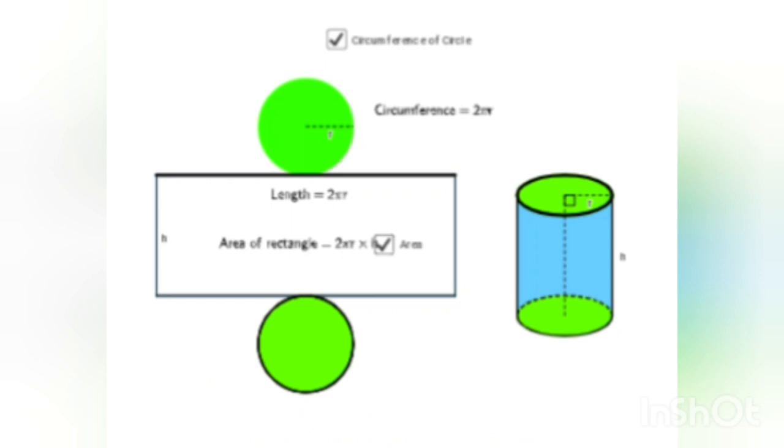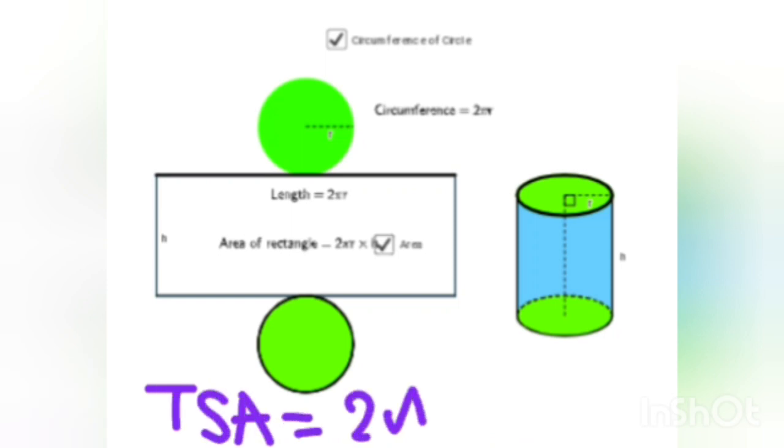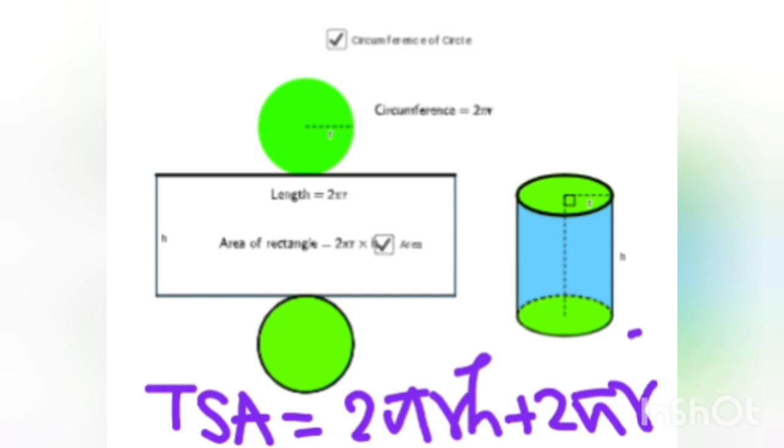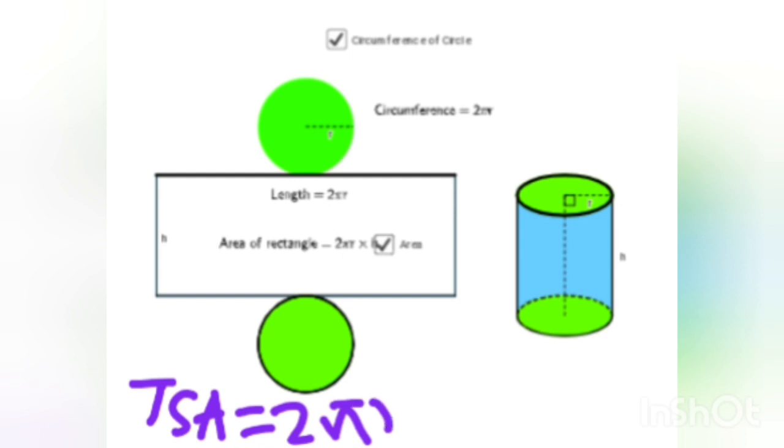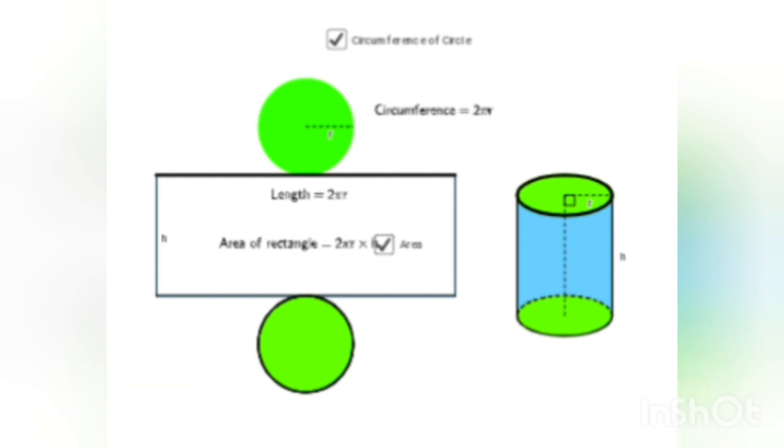To find the TSA, we have to add both of them. It means 2 pi r h plus 2 pi r square. Now 2 pi r will be common. We will get here TSA is equals to 2 pi r in bracket h plus r.